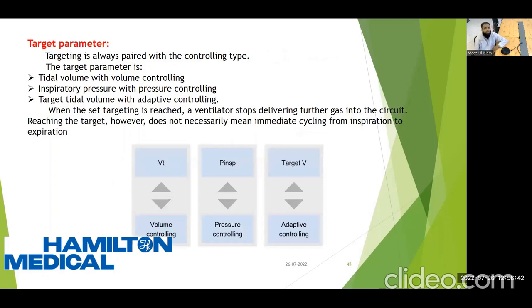In simple words, targeting is always paired with the controlling type. The target parameter is tidal volume with volume controlling, inspiratory pressure with pressure controlling, and tidal volume with adaptive controlling. When the set target is reached, the ventilator stops delivering further gas into the circuit. Reaching the target, however, does not necessarily mean immediate cycling from inspiration to expiration.